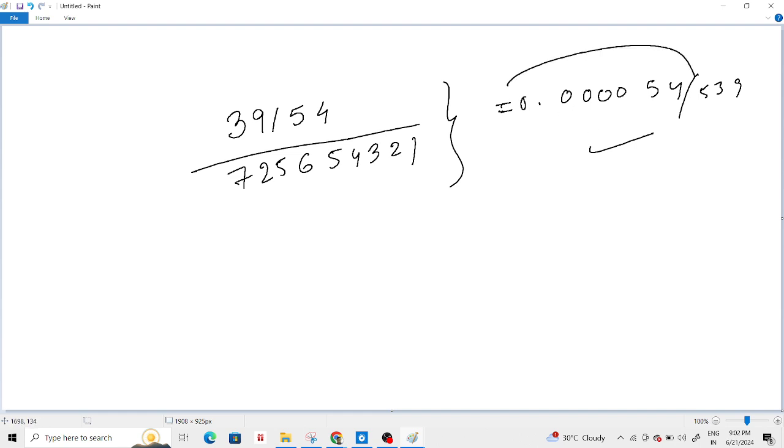See, this is the answer, 0.40 and 549 or 539. With a little bit more practice, this 2 minutes can come down to 30 seconds.